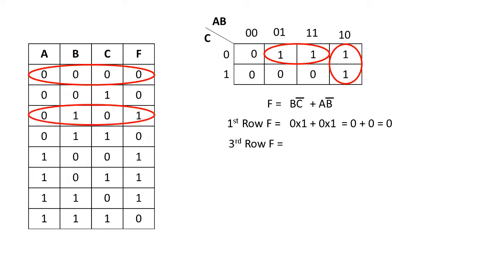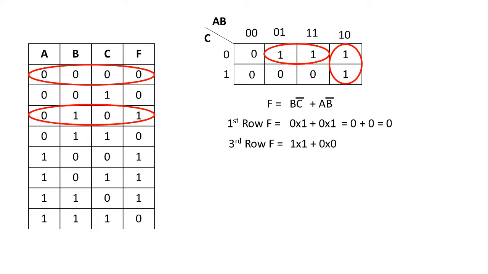Now we are going to check with the third row. Observe carefully the function B C0, B into C0. So what is B? B is 1. C is 0, so C0 means the complement of 0, that means 1 into 1. Observe, 1 into 1 plus 0 into 0.